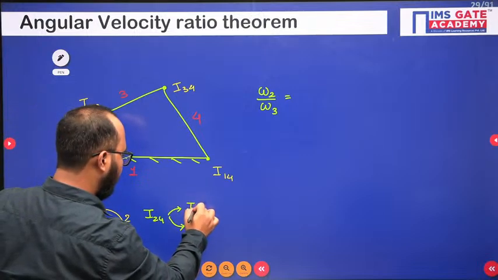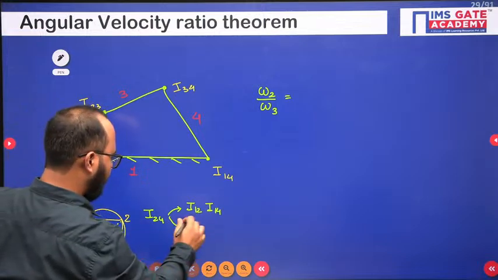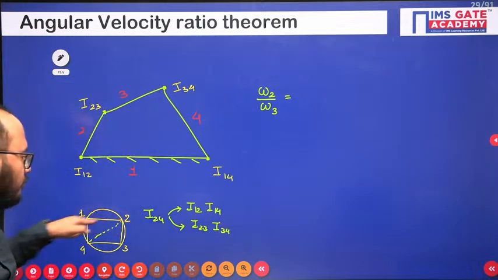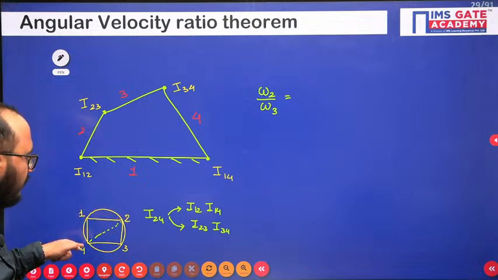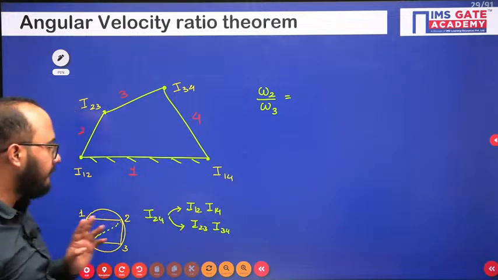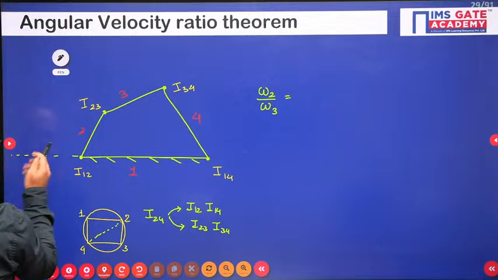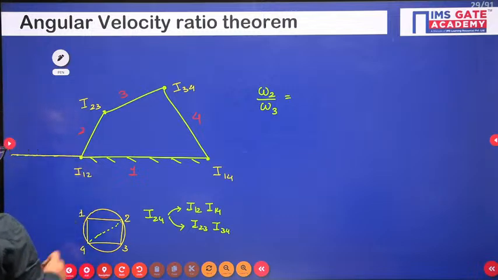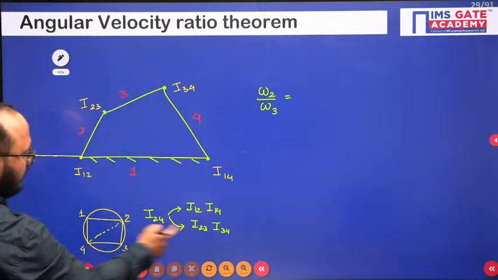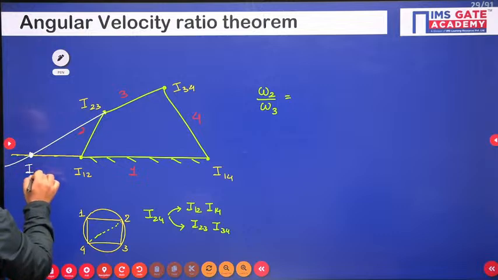To go from 2 to 4, either I can go from I12 to I14, or the other way is I23 and I34. So from 2 to 4 there are two ways: 12 and 14, then 23 and 34. For 12 and 14 I will draw one line, and for 23 and 34 I will draw another line, using a different color here. Both the lines intersect here, so this is the point I24.